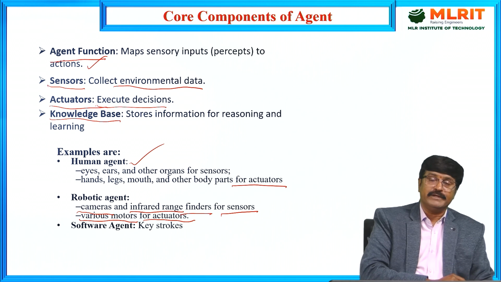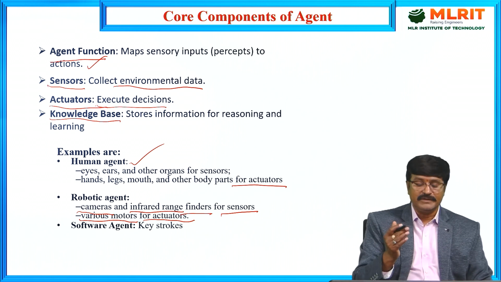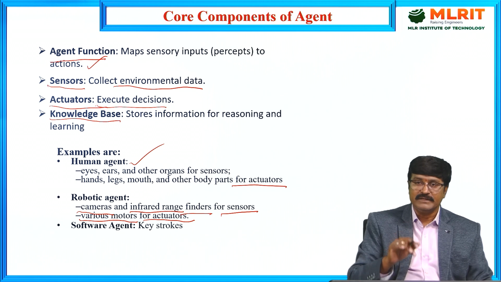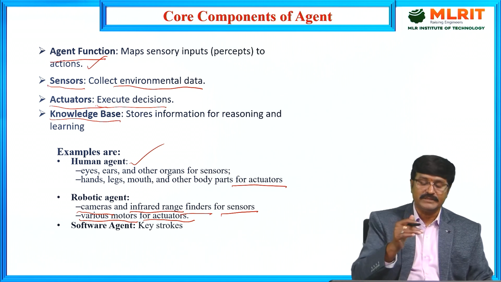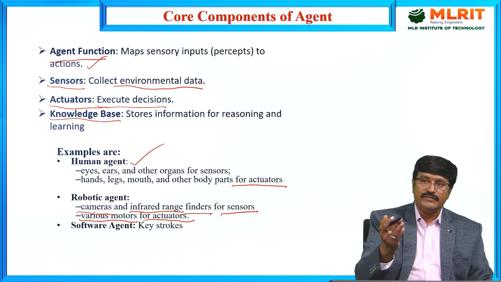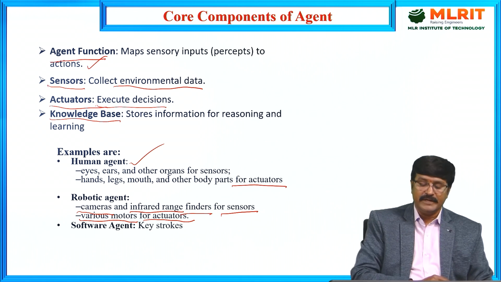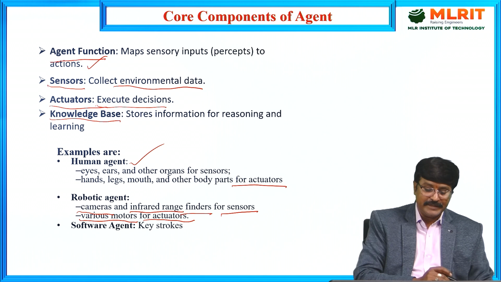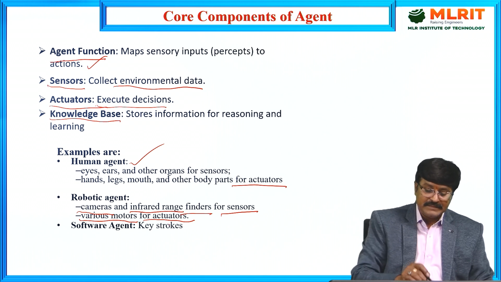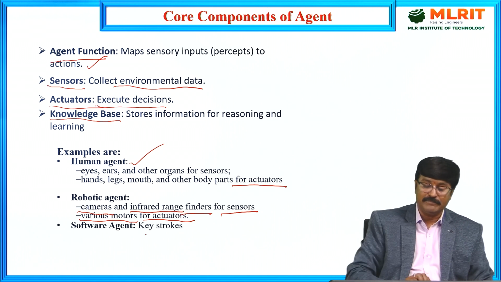Now the software agent. In a software agent, the keyboard is the input. Based on the keystrokes, the function is executed. The actuator is the display device, like CRT, LCD, or LED monitors. The keyboard and mouse are the key sensors in a software agent.